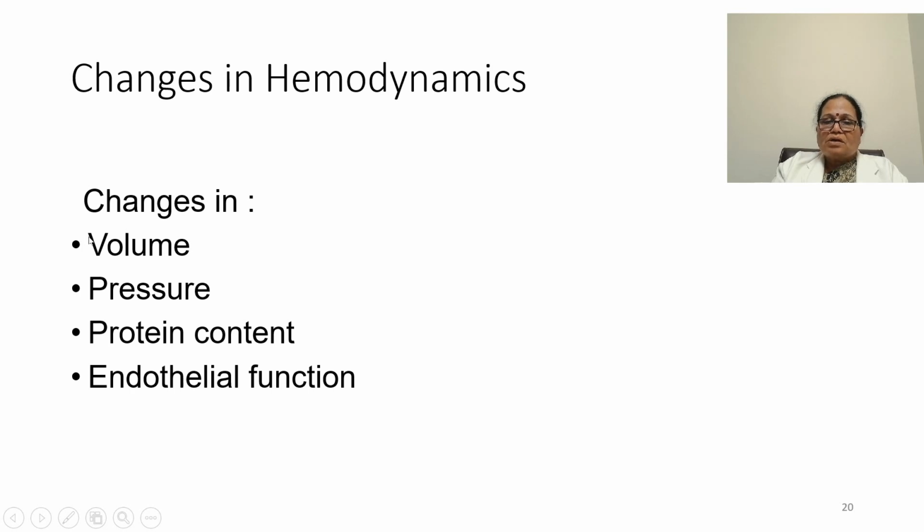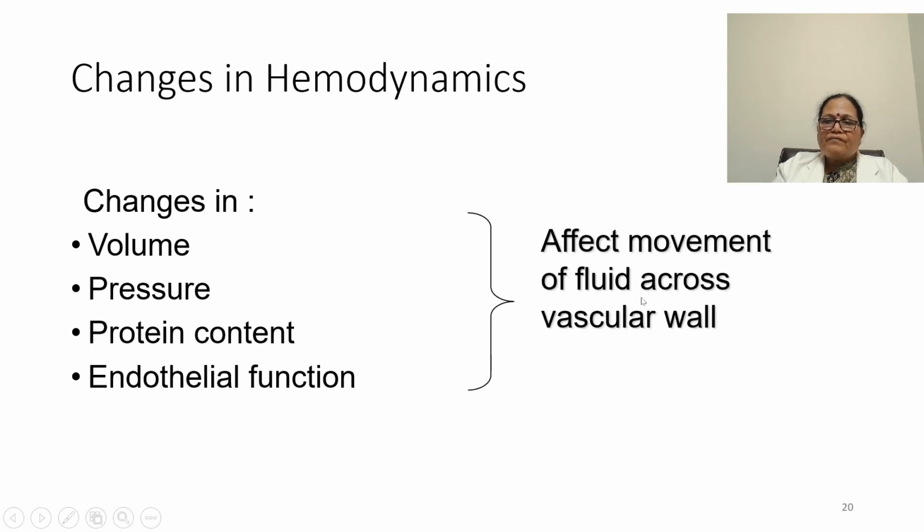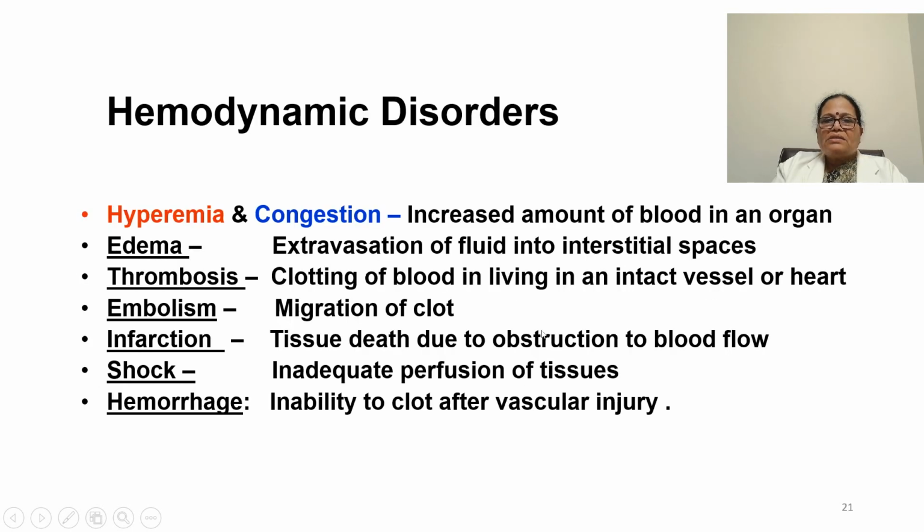So, coming back to hemodynamics: volume, pressure, protein content, endothelial function. All of these affect the movement of fluid across the vascular wall. So now let's go back to hemodynamic disorders, hyperemia and congestion, which is an increased amount of blood in an organ.